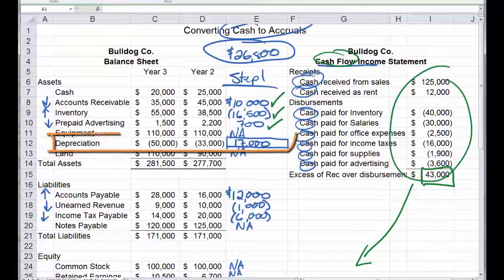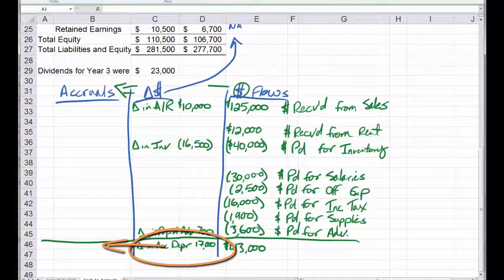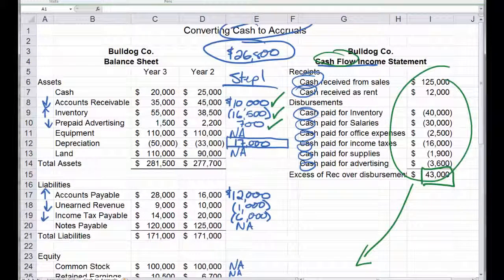And now I've got this depreciation expense, and I actually didn't leave room for this, and I feel kind of bad. But down here at the bottom, I need to put this in. Change in accumulated depreciation, $17,000. Because I'm going to need that to get over here to a net income number. We'll check that off too.